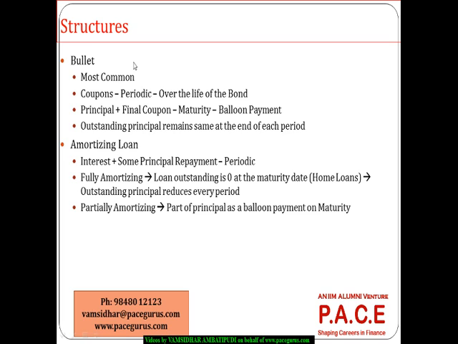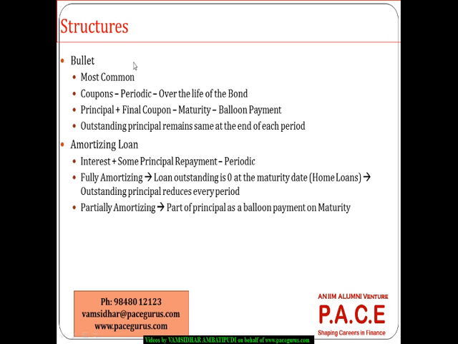And on the final date, which is the maturity date of that particular bond, the principal is repaid along with the final coupon, and that entire amount repaid on the maturity date, which includes the principal along with the final coupon, is what we call a balloon payment. So in a typical bullet payment structure, the coupons are paid at regular intervals of time, and on the maturity date, the coupon along with the lump sum principal amount is repaid.